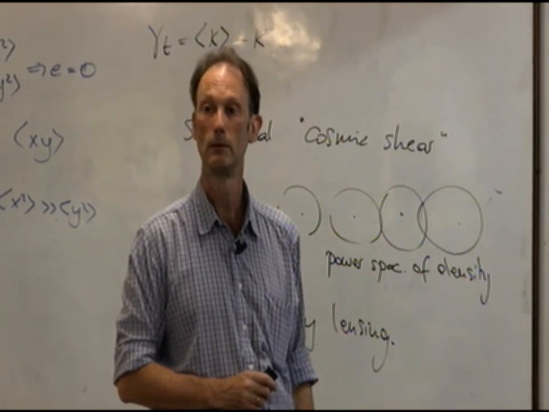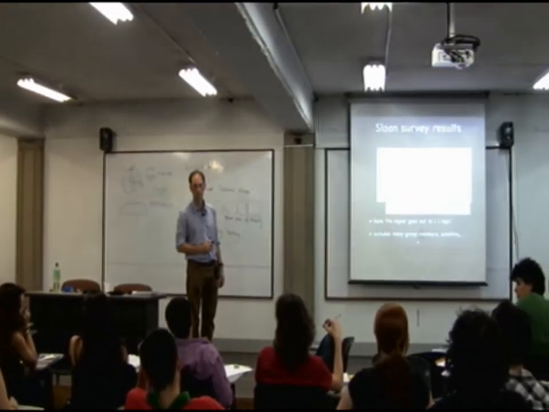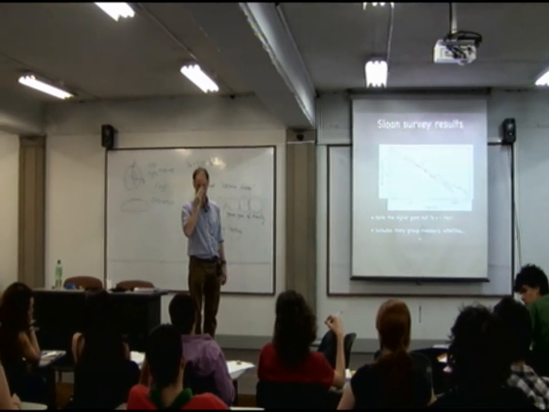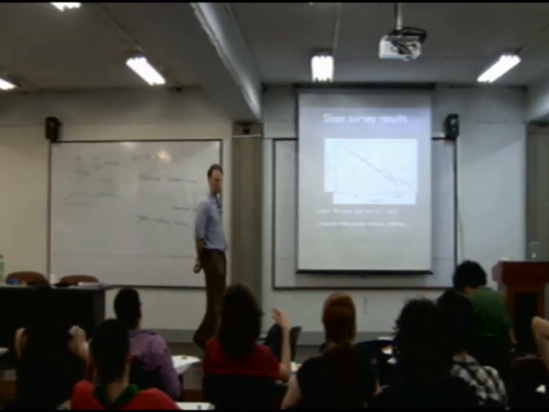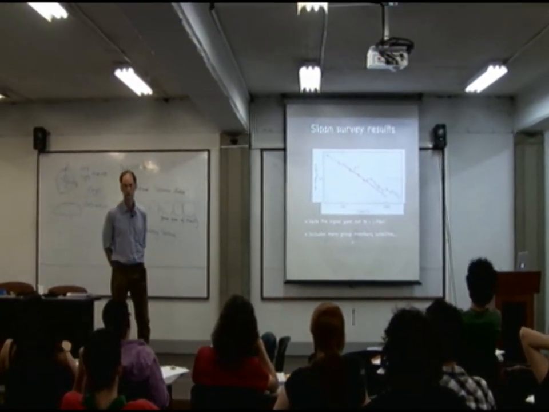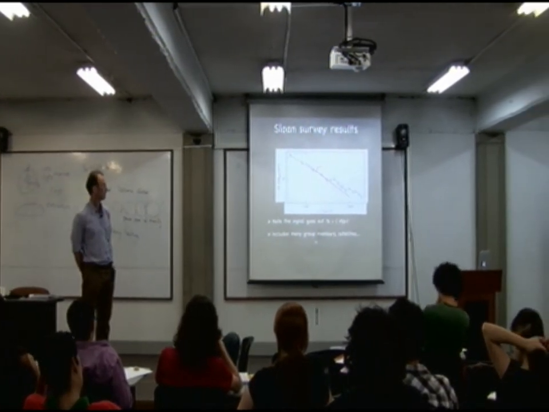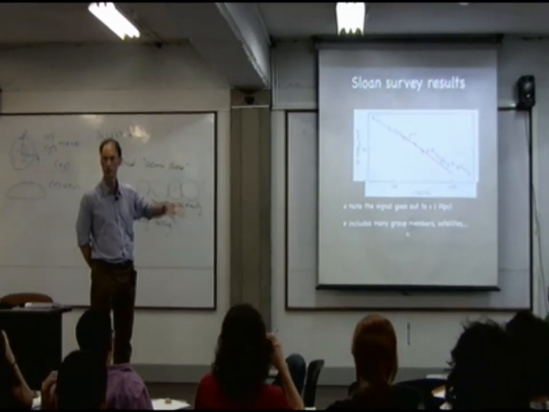So this graph plots the tangential shear of several galaxies around a single source or an average source. This is averaging over lots of lenses and lots of sources. Lots and lots and lots. There's probably 10,000 lenses that have gone in here and millions of background galaxies.